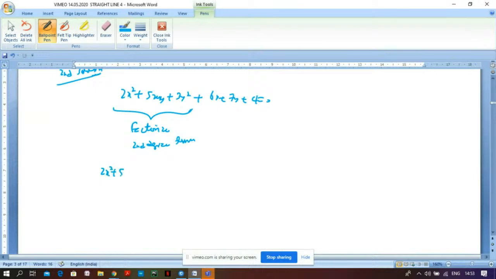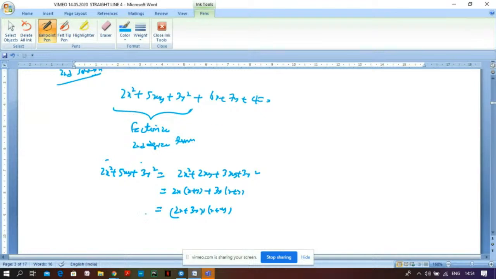I'll write 2x squared plus 5xy plus 3y squared. That's 2 times 3 is 6, and 2 plus 3 is 5. So that's simply 2x squared plus 2xy plus 3xy plus 3y squared. 2x is common, so I take a factor, x plus y. 3y is a factor, x plus y. And so I get 2x plus 3y times x plus y. So already I got this.